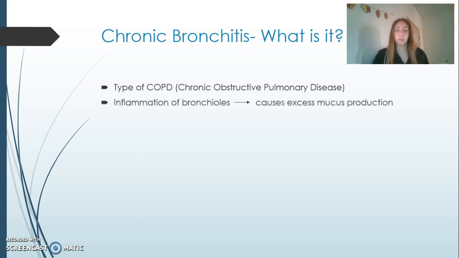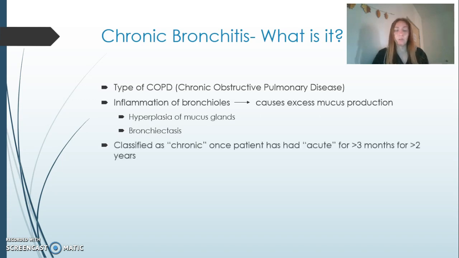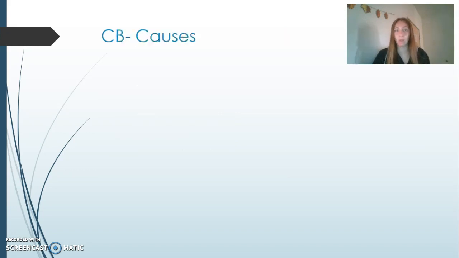It causes inflammation of the bronchioles in your lungs, and it causes excess mucus production due to hyperplasia of your mucus glands and bronchometastasis. It's classified as chronic once you have had acute for longer than 3 months for a period of 2 or more years. So this is why it's called chronic, because it's long-term. Acute would be sudden onset. This patient will have a problem getting air into the lungs, so inhaling.